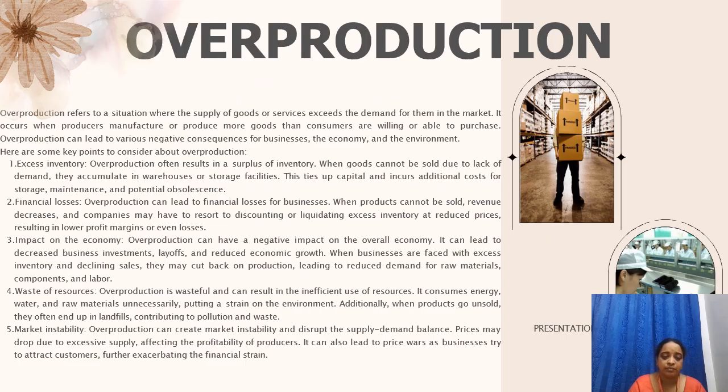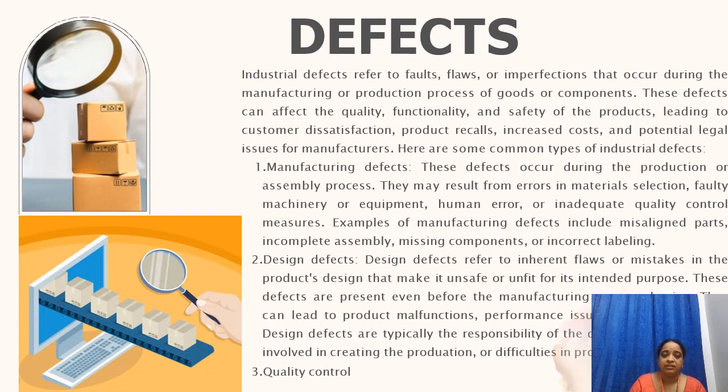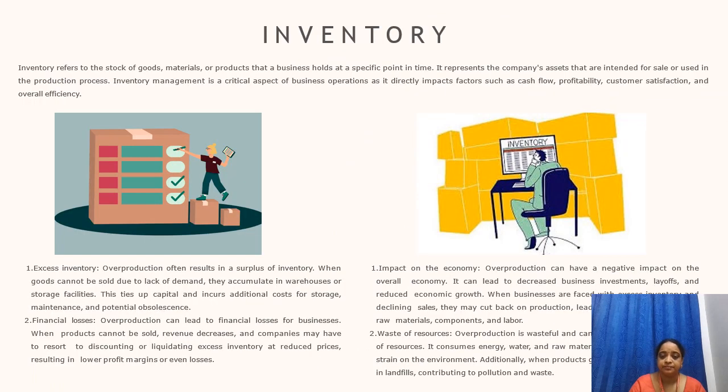The first one is overproduction, which is the cause of excess inventory, financial losses, impact on the economy, waste of resources, and market instability. These are the 5 reasons which make overproduction happen in the industry, and finally it becomes one of the wastes to be eliminated. The next one is defect, and defects can be of 3 types: manufacturing defects, design defects, and quality control defects.